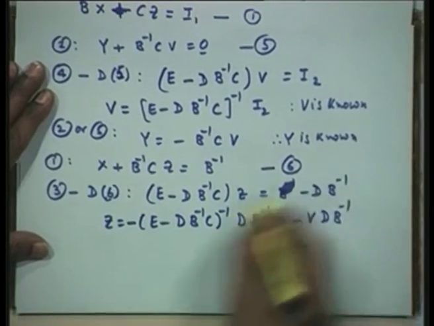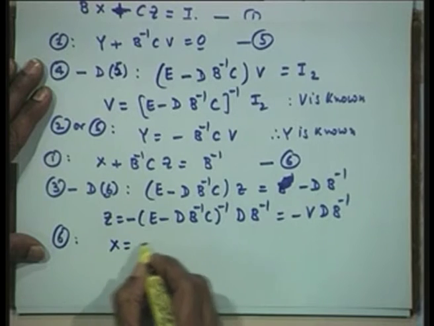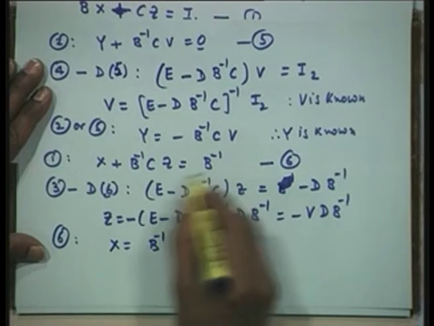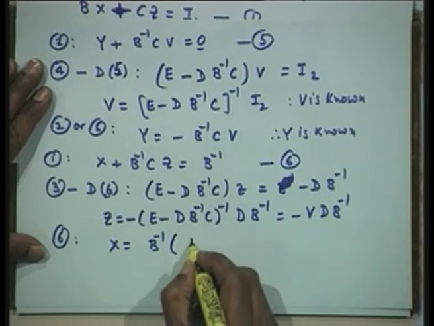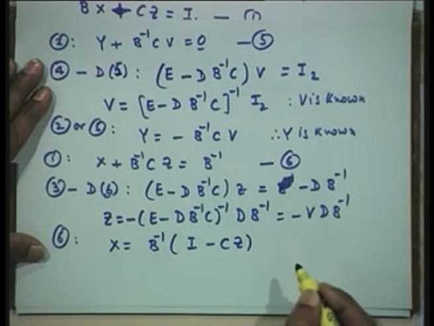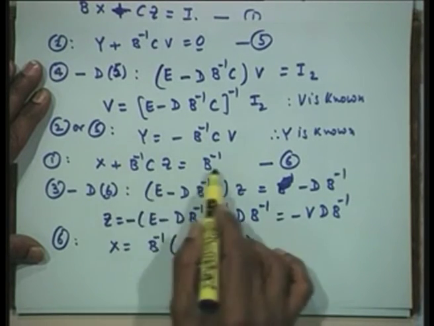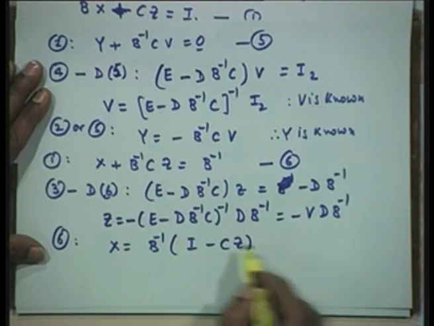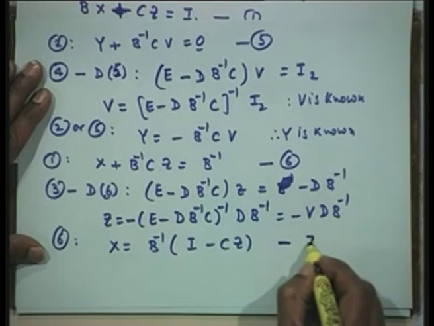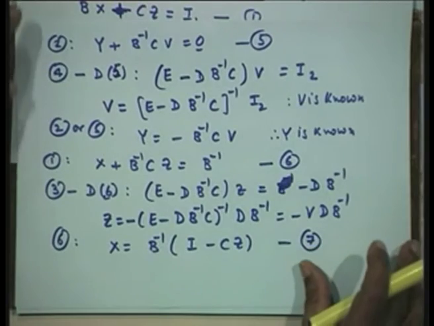Now the solution is complete. Now use 6. Equation 6 gives me x is equal to B inverse, I can take out common there, I minus Cz. I am using this, I have taken it to this side and taken common on the left, B inverse I minus Cd, so this is your x. Now we have completed the solution of all the 4.